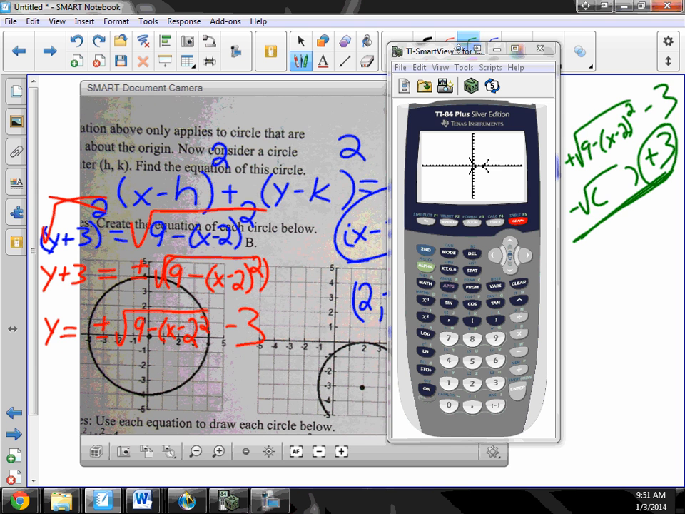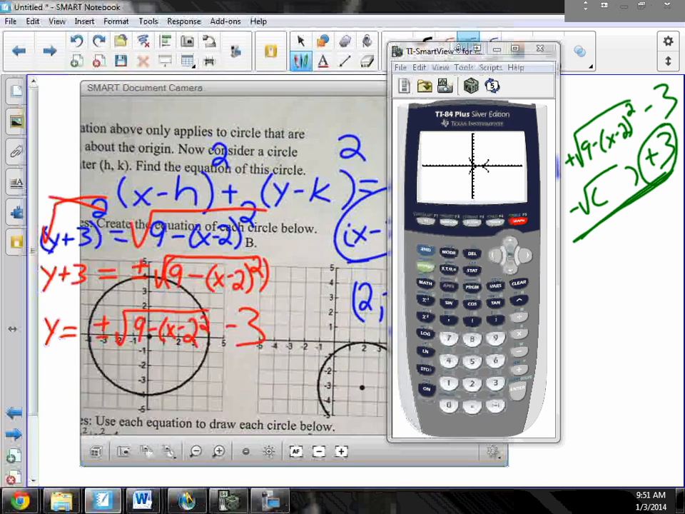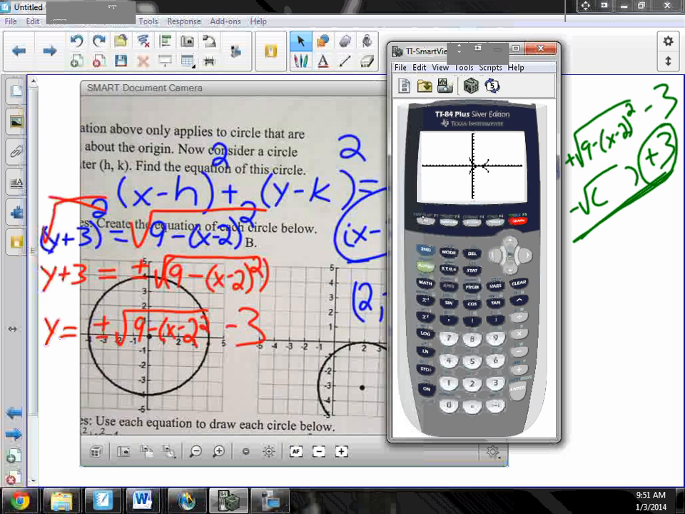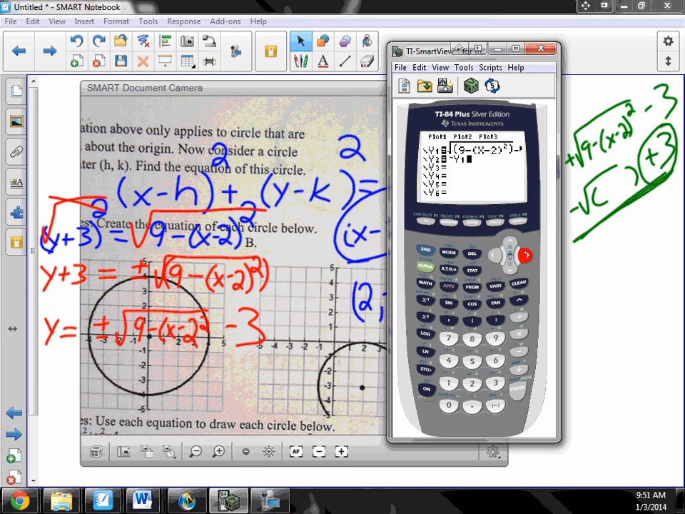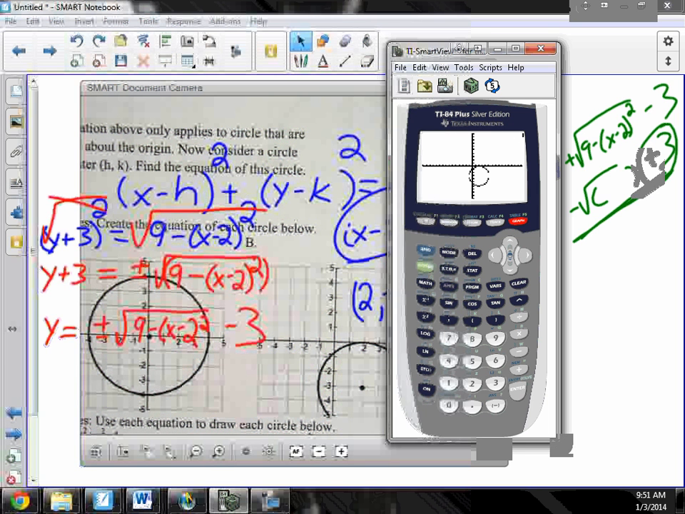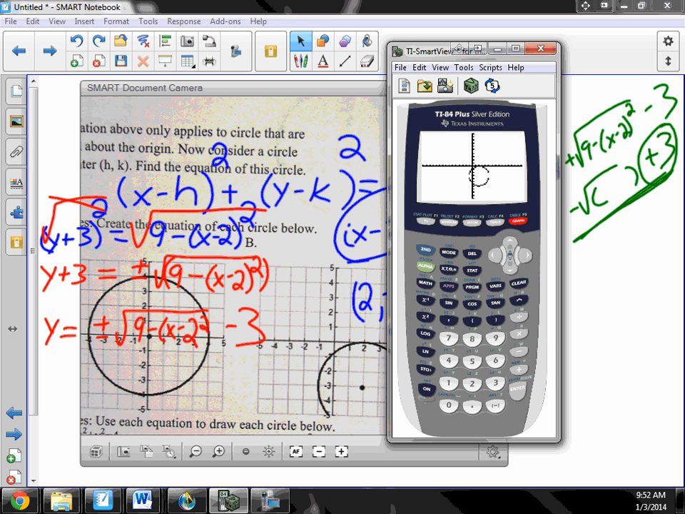Now, if you don't understand that, just type the second equation in. So I need to go back in here, and I need to do my y1 minus 6. And I'll pull that graph down to match where it's supposed to be. And again, if you don't understand that, that's fine. Just graph a positive version of the square root minus 3 and then a negative version of the square root minus 3.